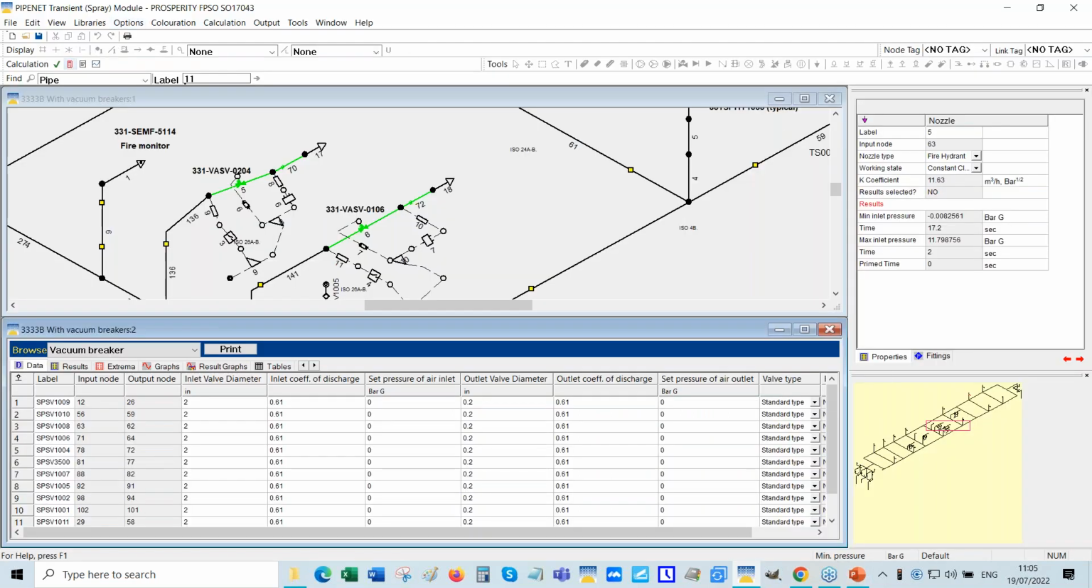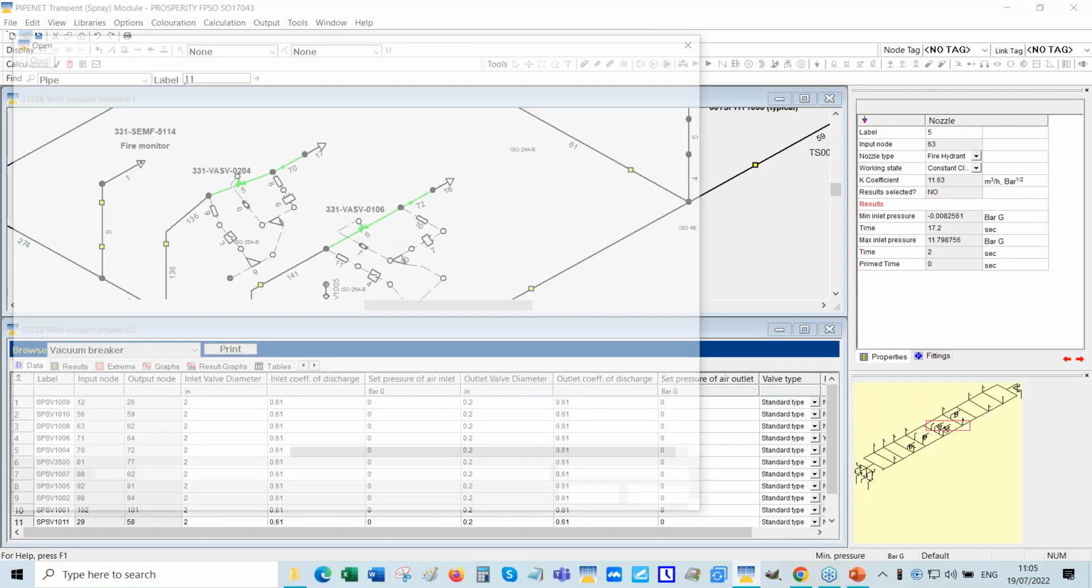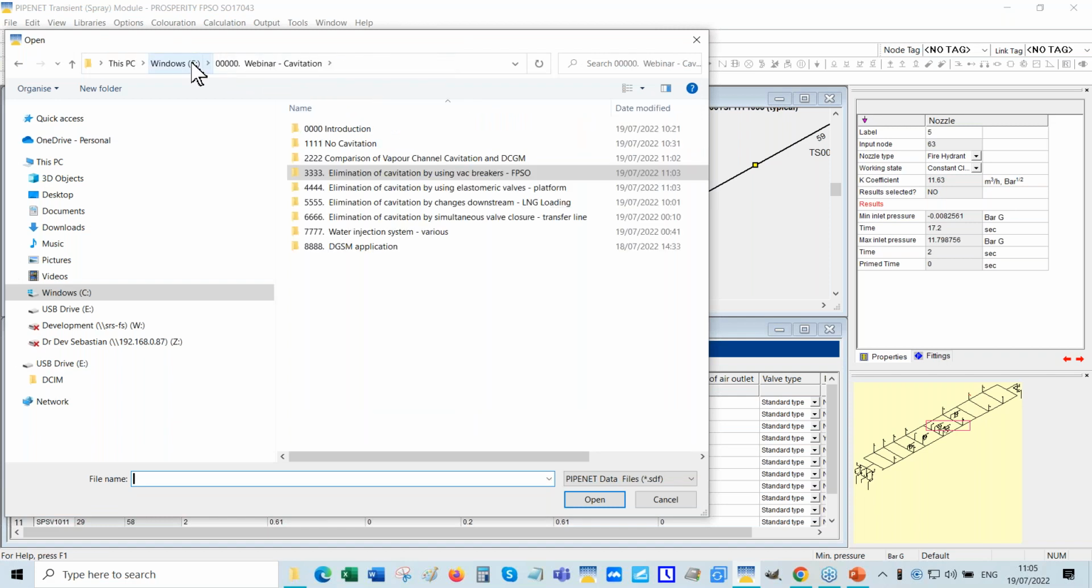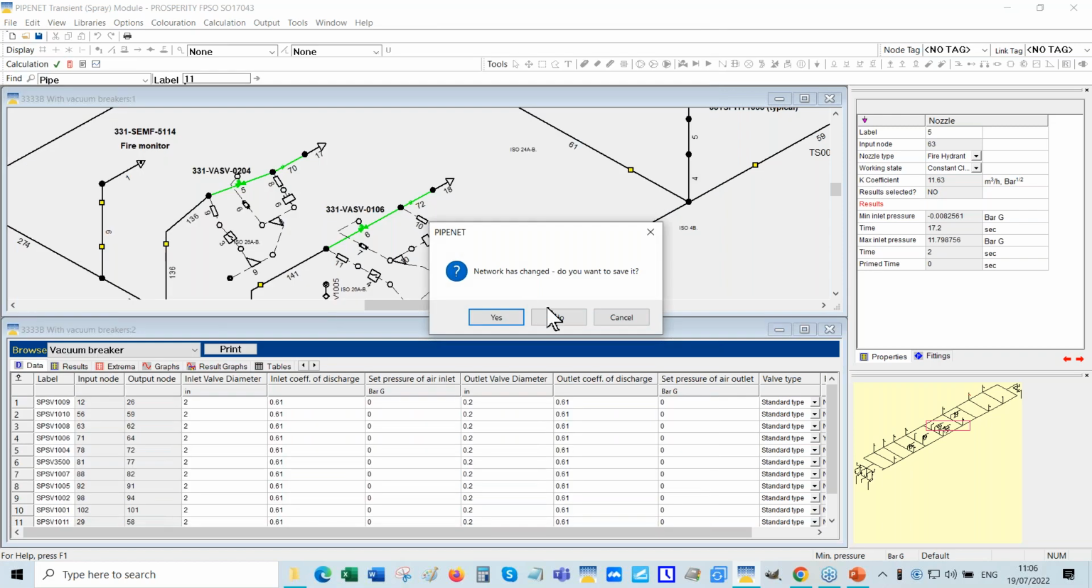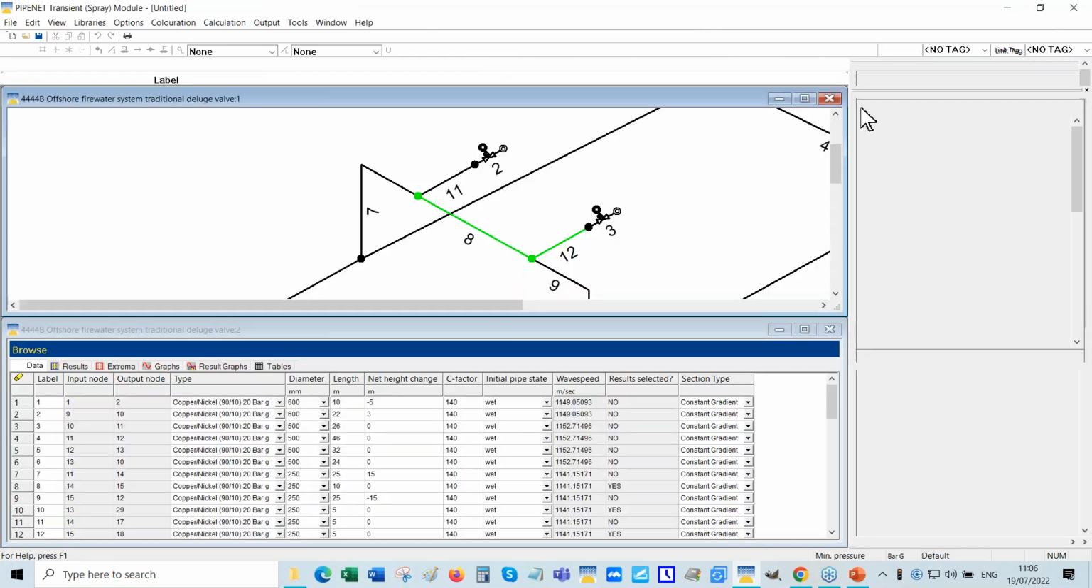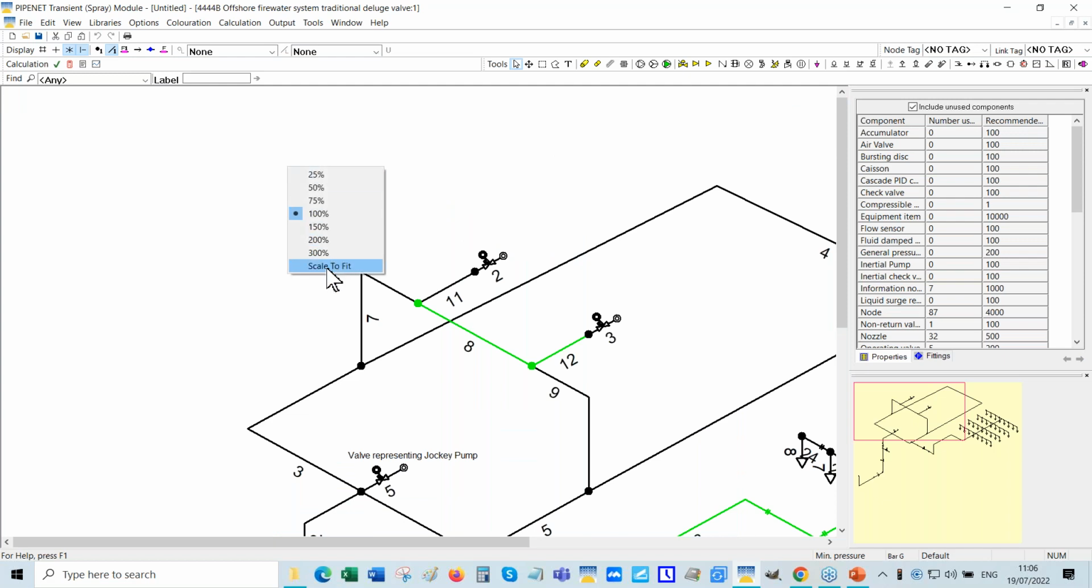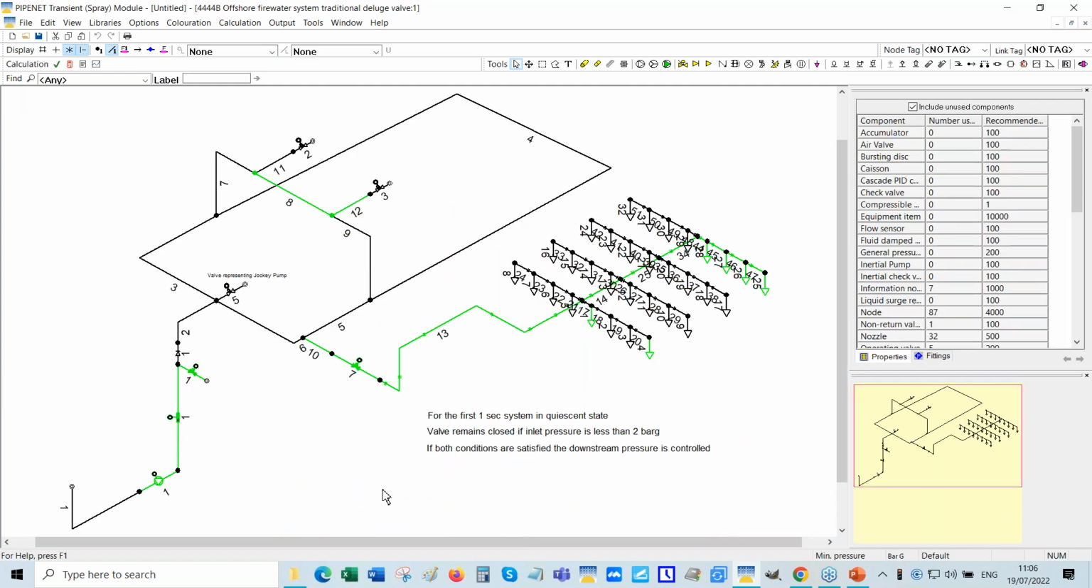So let's go to PIPENET. So this is a traditional deluge valve. It's the model we were looking at. And some of you are already using dry pipes to model the discharge time, but there is no reason why you cannot always use or input the deluge system explicitly.